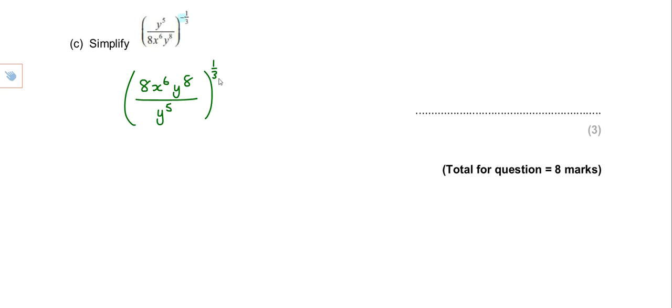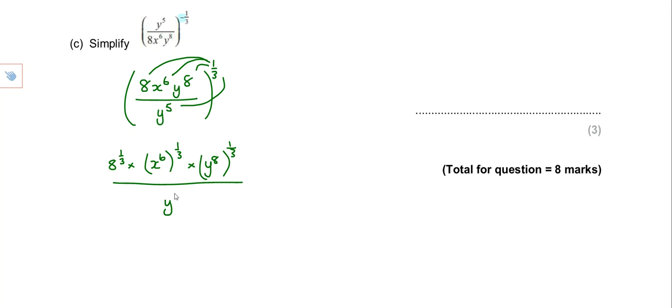Because what you have to do is apply this power to all the other parts. Oh my, I did not do this right. So we would have 8 to the power of a third times x to the power of 6 to the power of a third times y to the power of 8 to the power of a third all over y to the power of 5 to the power of a third. Okay. Now I could have actually done something else before I did that.